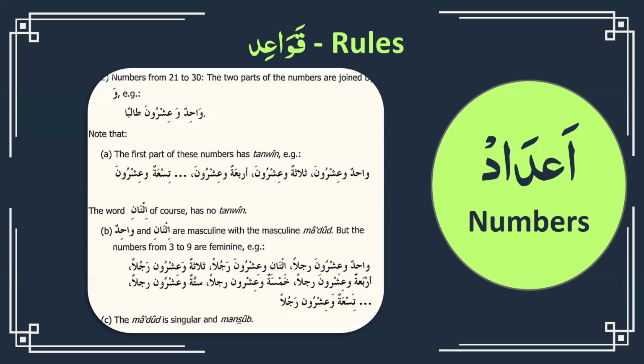Isnan, because it has no tanween. Wahidun wa Ishrun Rajulun Isnan. Ithnan wa Ishrun. There is no tanween on this. That's the only difference that you can actually see for all of these numbers. Very easy to go through this. So Wahidun wa Ishrun is number 21. The only difference between all the other numbers and then the number 22 is that Ithnan will not have any tanween. So it will be Ithnan wa Ishrun.